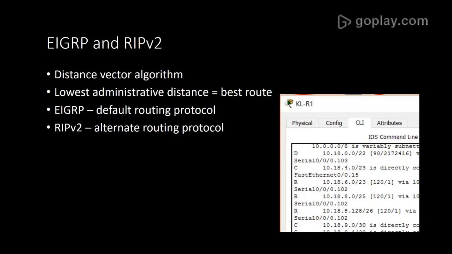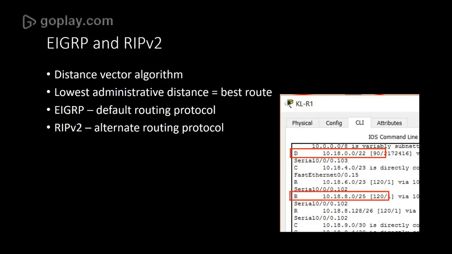As we can see in our KLR1 routing table, EIGRP and RIPv2 each assigned with an administrative distance of 90 and 120 respectively. As EIGRP has a lower administrative distance, it will serve as a default routing protocol, whereas RIPv2 will be the alternate choice in case EIGRP fails.